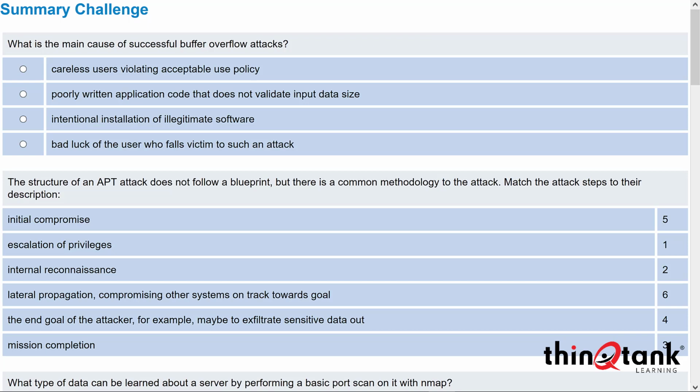Okay? All right, what is the main cause of a successful buffer overflow attack? Careless users violating acceptable use policies. No, that would be an issue with people performing things incorrectly. Not really a technical issue, just somebody not doing what they're supposed to be doing. Poorly written application code that does not validate the input data size. Absolutely, that is what by definition a buffer overflow attack is. It takes advantage of that poorly written code so that we can write to adjacent spots of memory and cause harm.